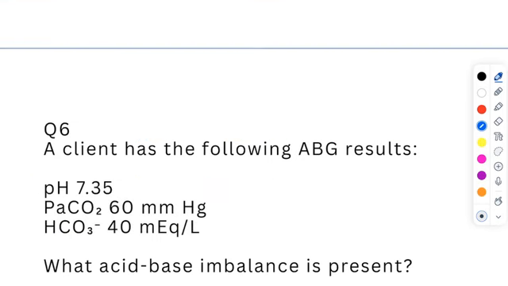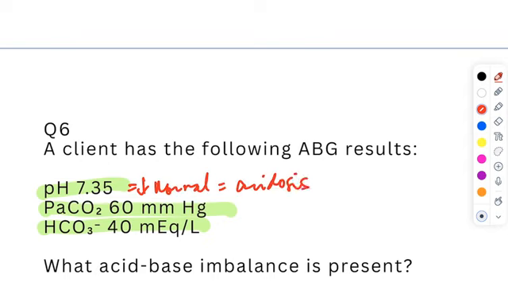Okay, so let's go to ABG number 6, 7.35, PaCO₂ of 60, and bicarb of 40. So what do you think? Let's look at it together. So let's look at the pH first. pH is 7.35. That pH is actually normal. It's going on the low side, but it's normal, right? So since it's going to the lower side, we can categorize that as acidosis.